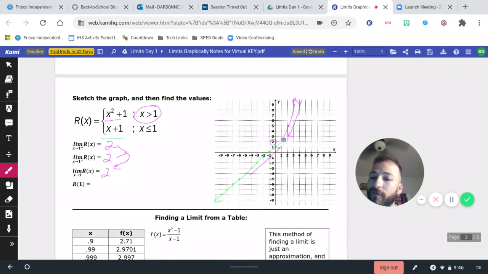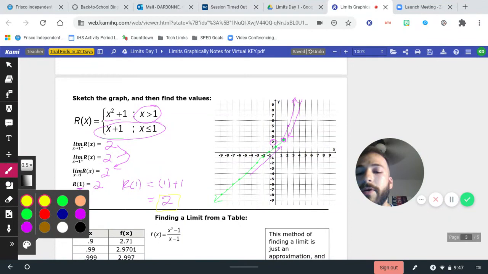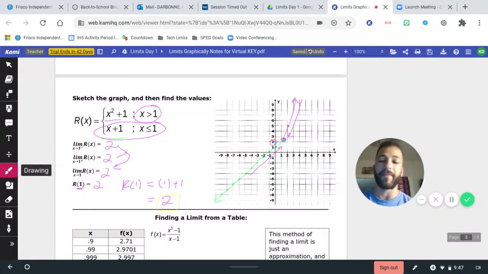And our f of 1, you can look at the graph. We definitely have a point there. Even though there was a hole, the point covered it up. So the y value is 2. But if you don't quite trust me, let's just look at our domain. Which of these functions includes 1? Well, it's our x plus 1, so I can just plug that in. So r of 1 is equal to 1 plus 1, which is equal to 2. Sometimes it's nice to have nice little algebraic math back up our graphical math.